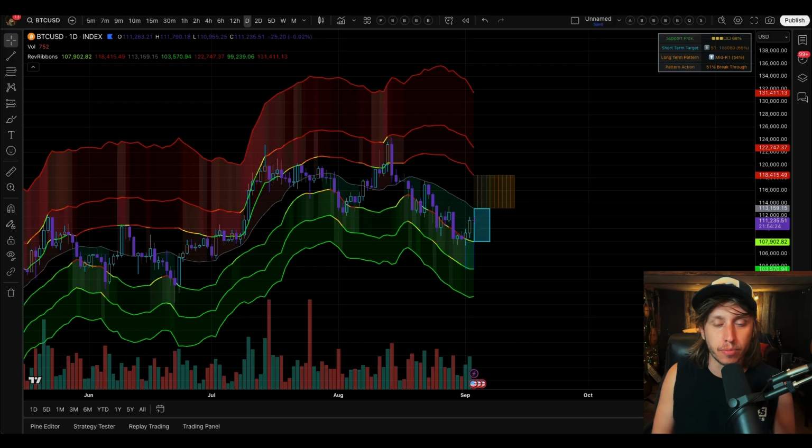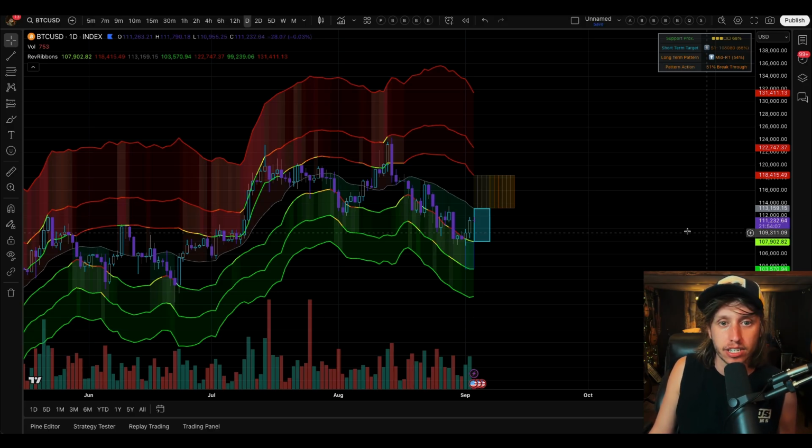Today, I am going to be giving an in-depth explanation of the Revan ribbons they have released, and I'm super excited about this ribbon indicator. Just an incredible tool I've seen over the last few weeks here. It has proven itself time and time again. We're going to look at a lot of different things about it.